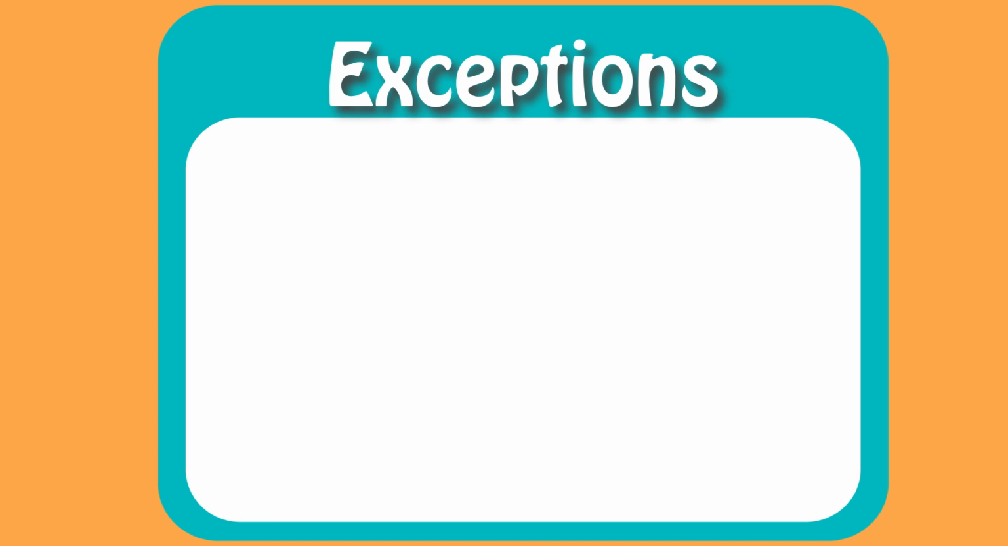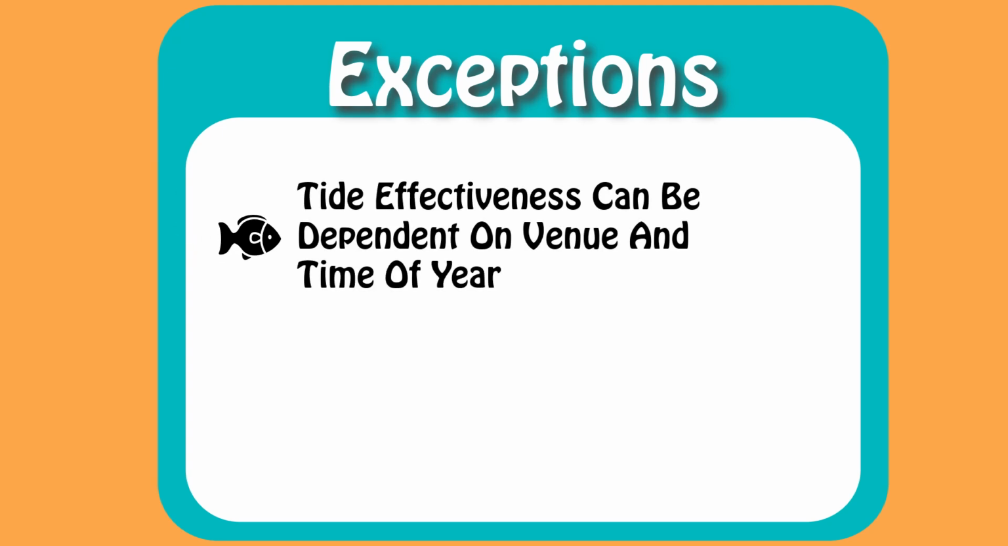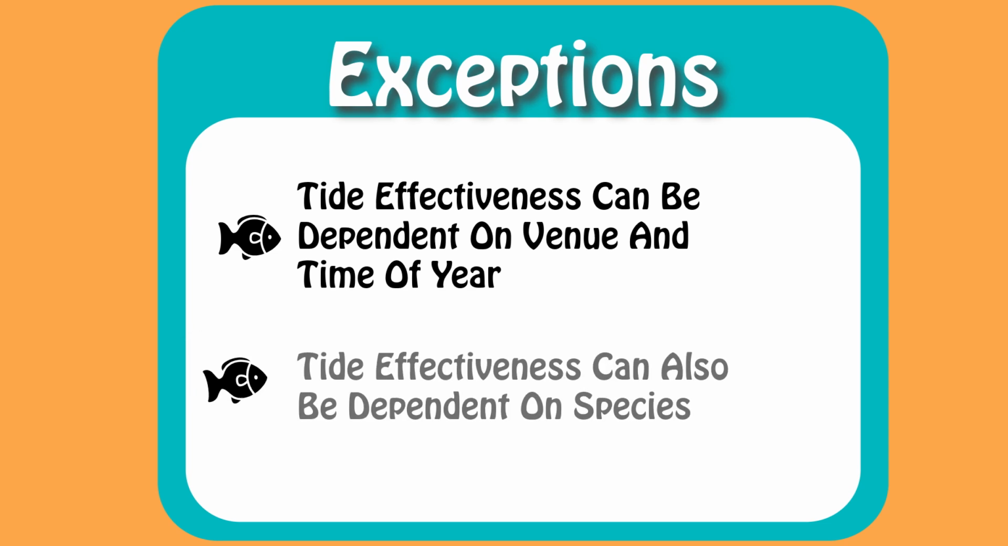As ever in fishing, there are exceptions. When it comes to tides, it's also best to take into account what venue you are fishing, as well as which species you're looking to target, as both of these factors will be dependent when it comes to tide. This channel provides a playlist of videos on how to target many specific species. We'll be sure to provide links at the end of the video.